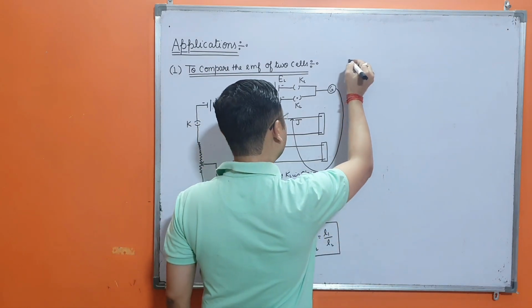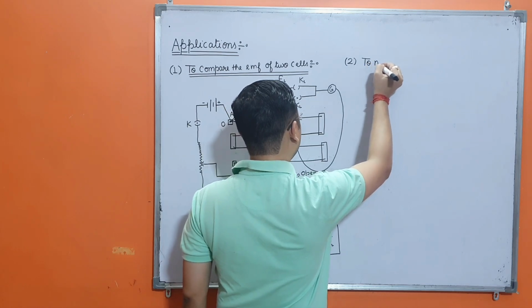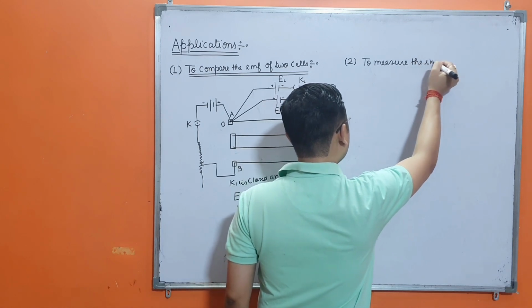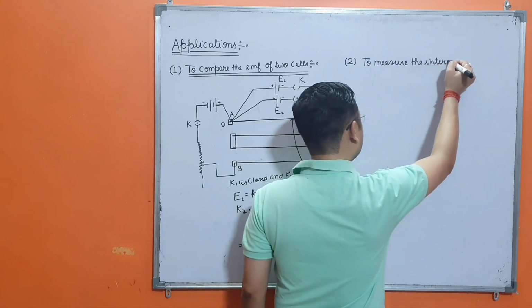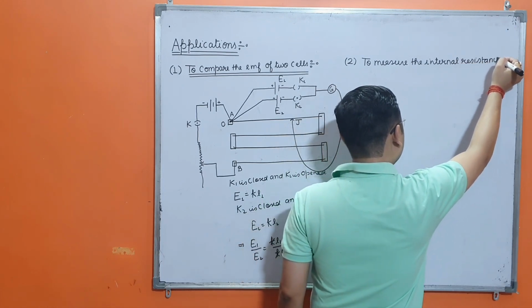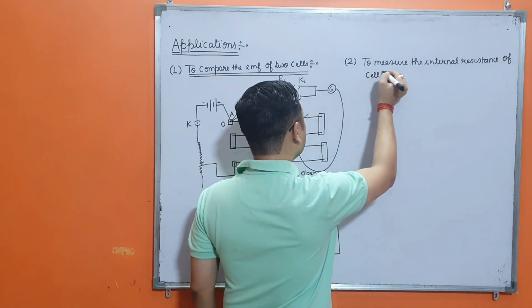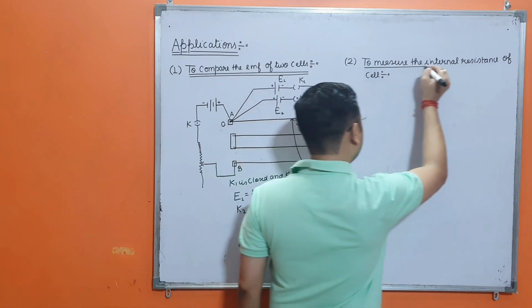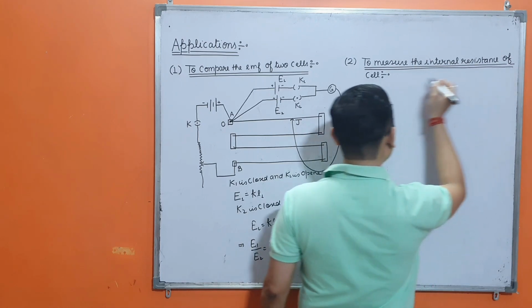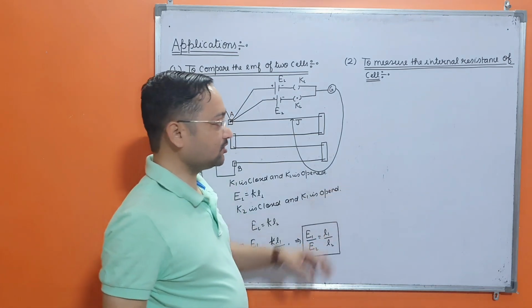Now beta, the second application, to measure the internal resistance of the cell by using a potentiometer. How can you measure the internal resistance of the cell? By using the potentiometer. Again, first draw the auxiliary circuit.